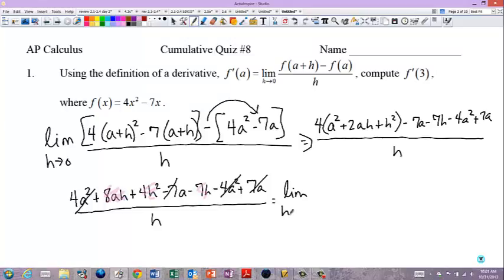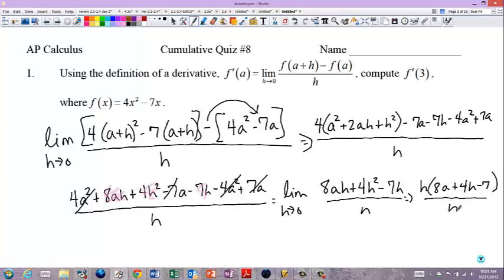The limit as h approaches 0 of 8ah plus 4h squared minus 7h over h. I said I was going to factor one out, but I didn't. So 8a plus 4h minus 7, over h. These cancel. Now the limit as h goes to 0 means I fill in a 0 here. So it's just 8a minus 7, where a is 3, which is 17.